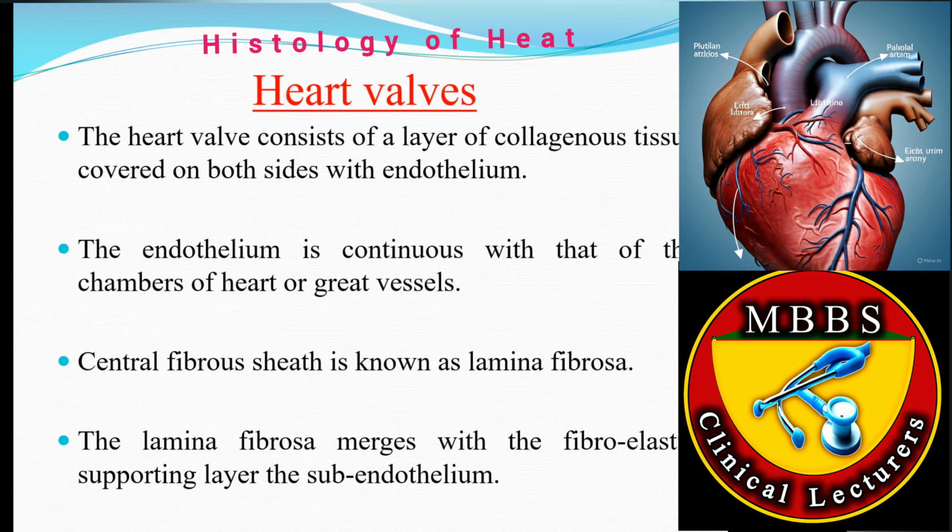Heart valves. A heart valve consists of a layer of collagenous tissue covered on both sides with endothelium. The endothelium is continuous with that of the chambers of the heart or great vessels. The central fibrous sheath is known as the lamina fibrosa. The lamina fibrosa merges with the fibroelastic supporting layer, the subendothelium.